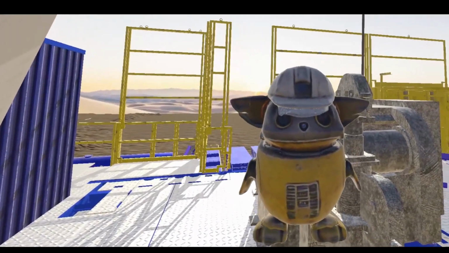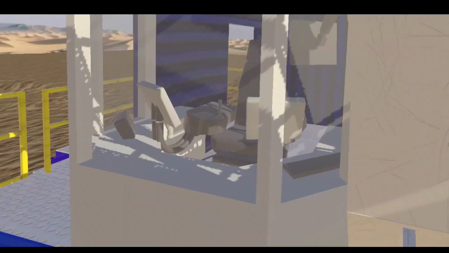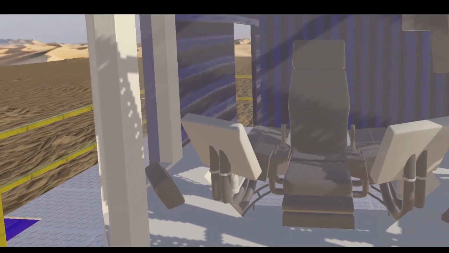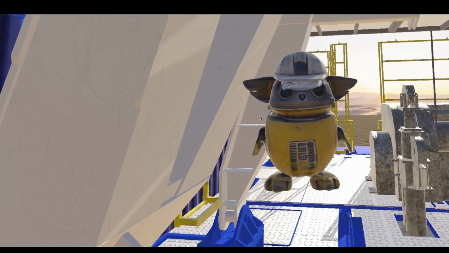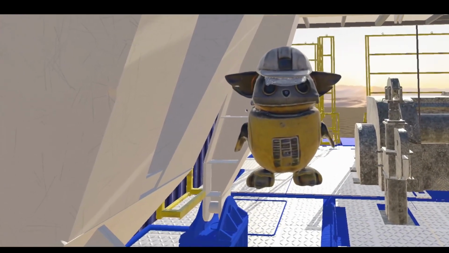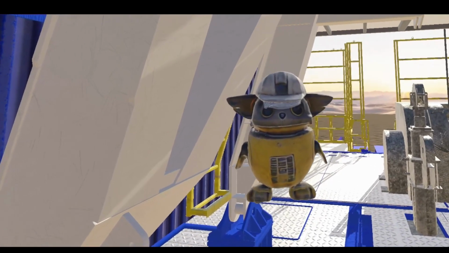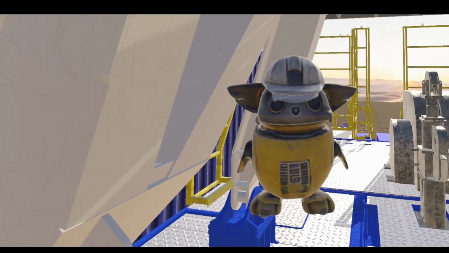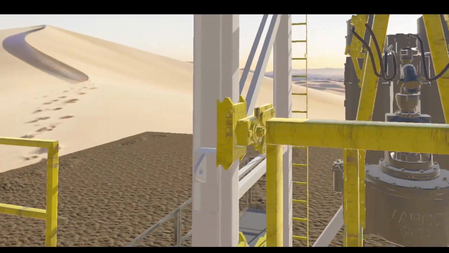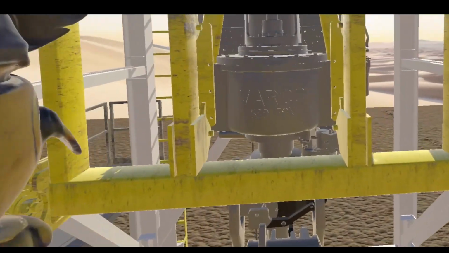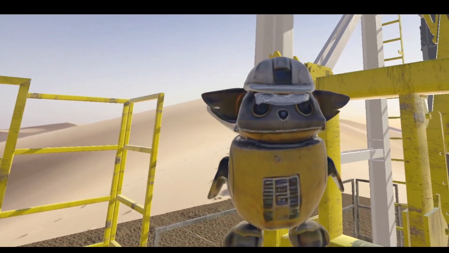Where else can we go? Aside from the rig floor where we currently are, we can also go to the monkey board, which is the elevated platform used for making up or breaking out the drill string, or we can go to the ground level. Where would you like to go? Take me to the monkey board. Absolutely. Follow me. We're heading to the monkey board. Tell me more about this place.